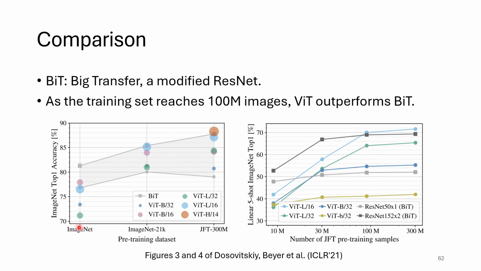So as you can see, when they use 1.4 million training images, convolutional BiT generates a better performance than any type of vision transformer. But if they increase the number of training images from 1.2 million to say 100 million, then some vision transformer generates better results than BiT.